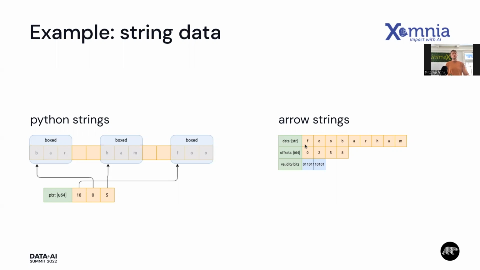And in Arrow, those strings are tightly packed. So you have a data buffer with all those strings concatenated. We have an offset buffer, which tells us where the string starts and where it ends. And we have a validity bits buffer. This is a bit packed buffer, which tells us if an element is valid or if an element should be read as missing, null.